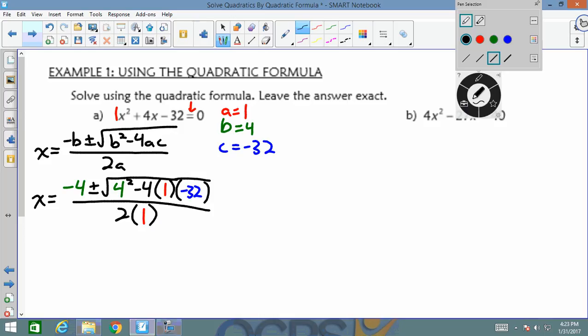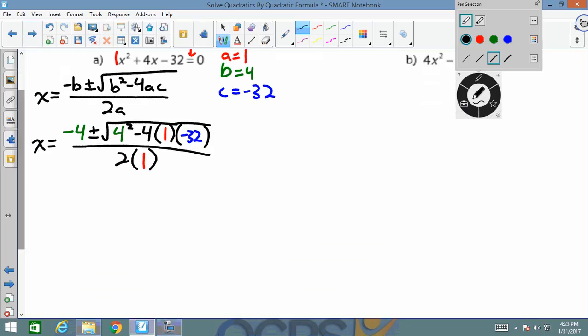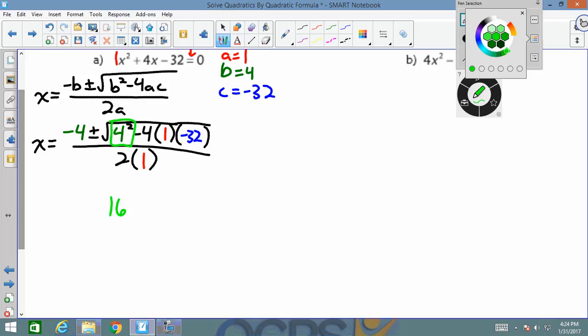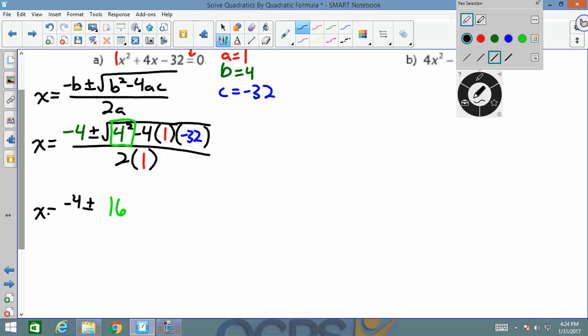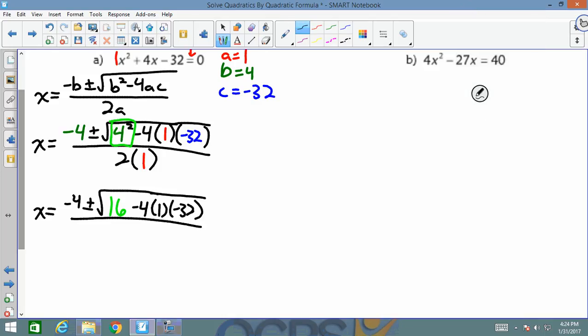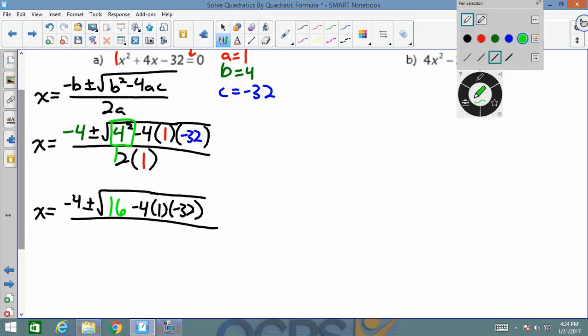Then from there you want to do everything little by little. So we're going to break it down. We're first going to do this 4 squared. For 4 squared, it's the same as 4 times 4, so that's going to give me 16. Everything else we're going to bring down. So it's x equals negative 4 plus or minus the square root of 16 minus 4 times 1 times negative 32, all over, well, we can do the bottom here as well. Here, 2 times 1 is 2. So those are the two things I did.